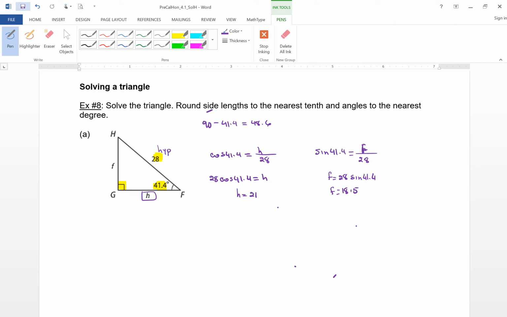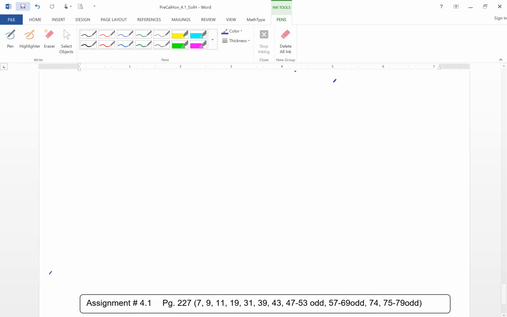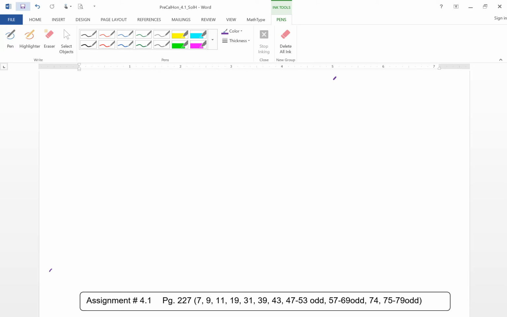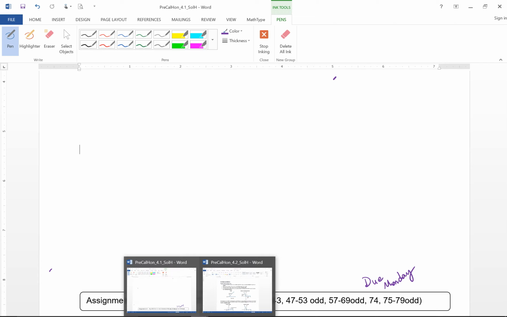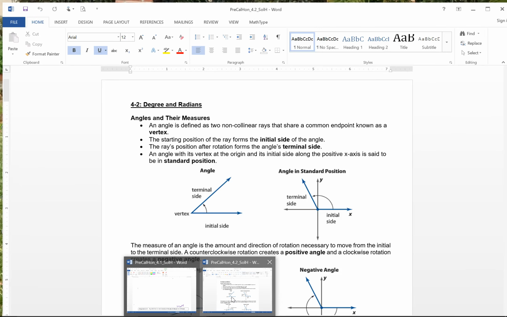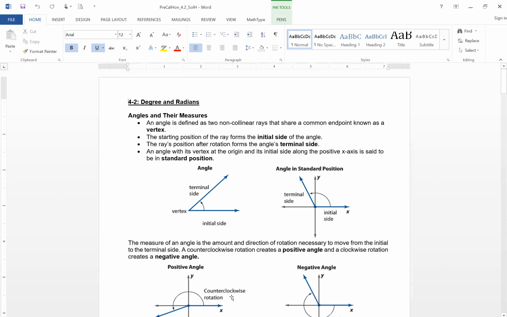Okay? So this is section 1. This homework will be due on Monday. We do it during the day. I'm also going to cover section 2. I'm going to start on 2 and see how much I can get through.